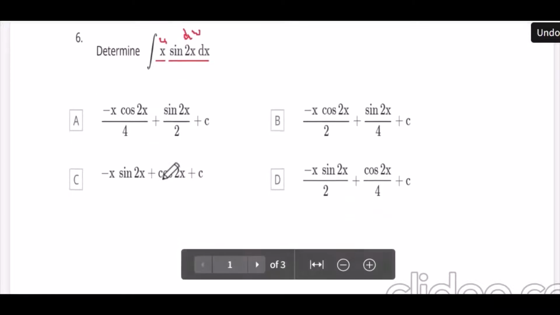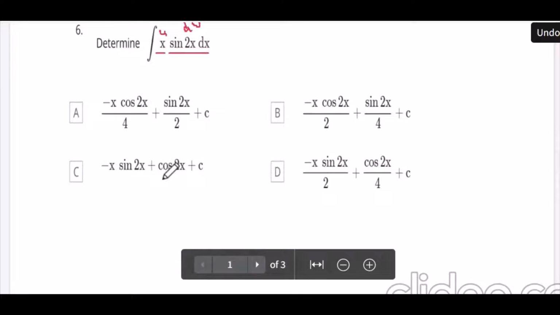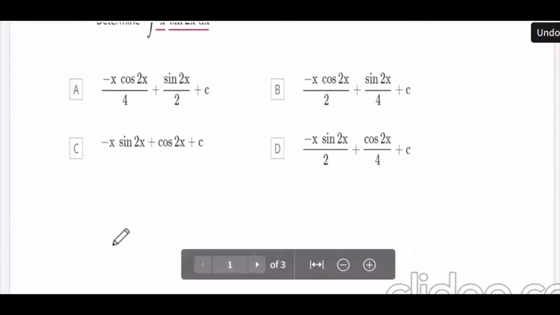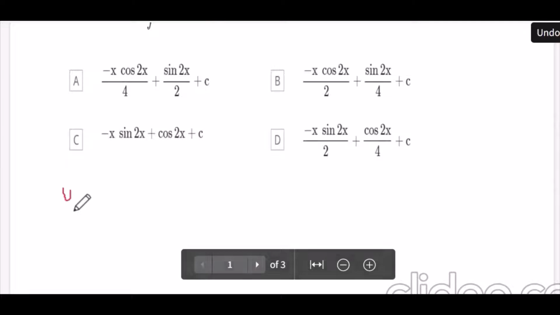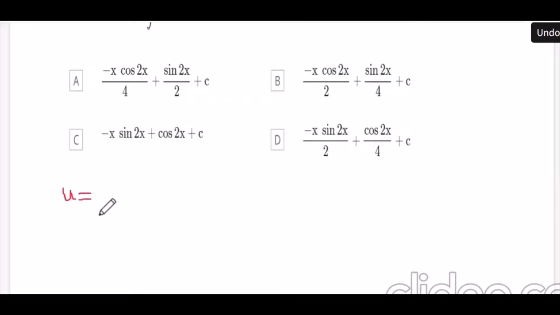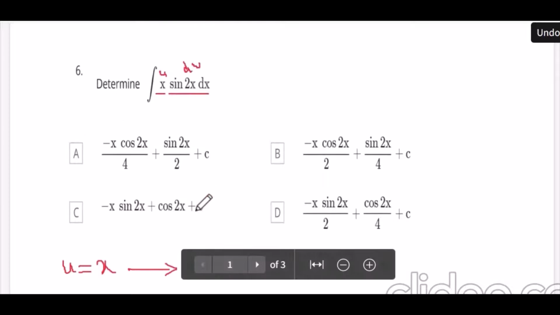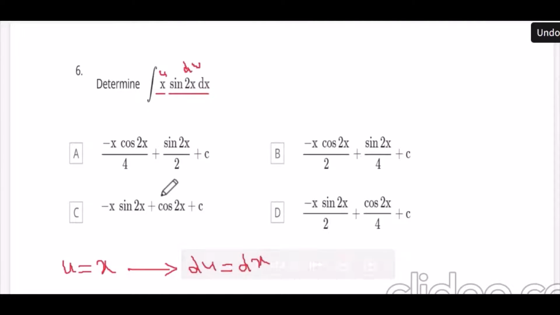So, to find du, take the derivative of u. So, u equals x. Now I have to find the derivative. So, du equals dx, which is the derivative. So, to find v, we have to integrate dv. So, dv is sine 2x dx.